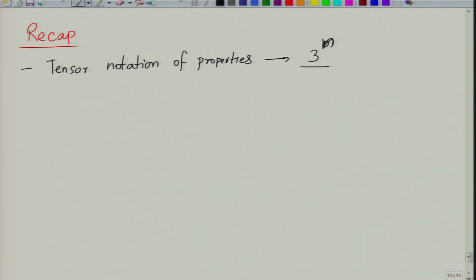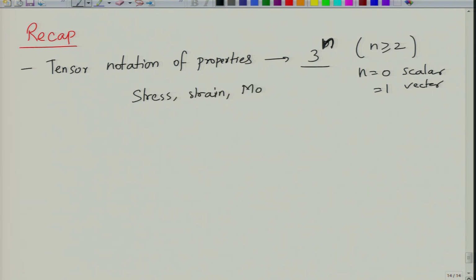A scalar is a zero rank tensor, defined by the formula 3 to the power n. So for a tensor, n equal to 0 will mean scalar, n equal to 1 will mean it is a vector, and n greater than or equal to 2 will mean it is a tensor. So, a tensor will have 9 or more components theoretically speaking, and as a result properties such as stress, strain, modulus, they are all tensors. Stress and strain are second rank tensors, and modulus is a fourth rank tensor.